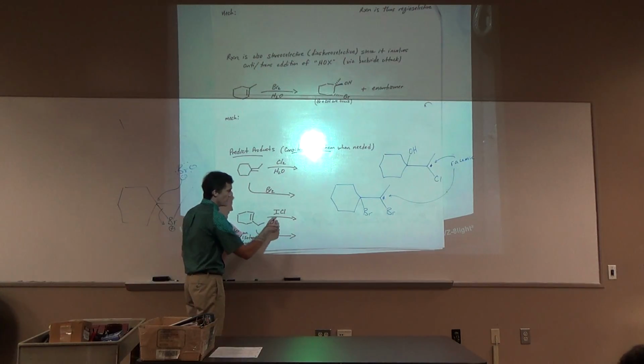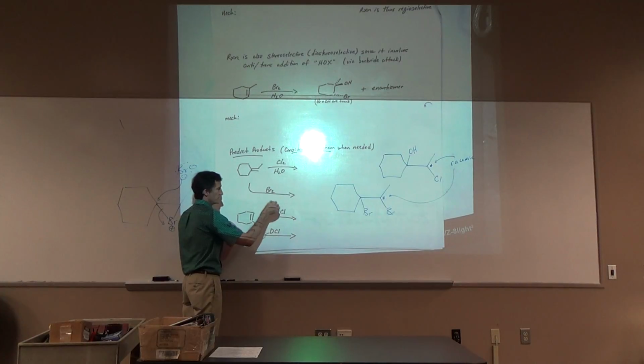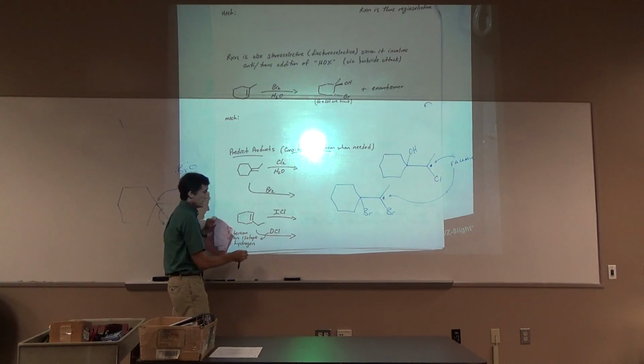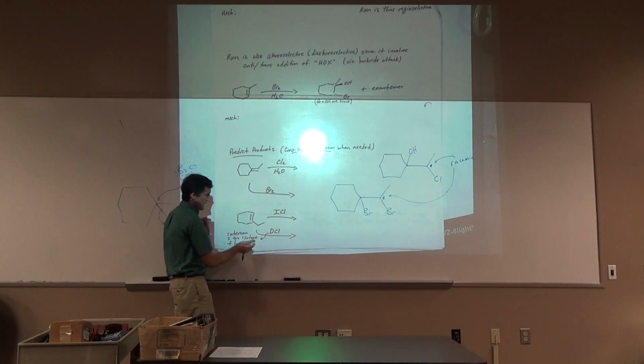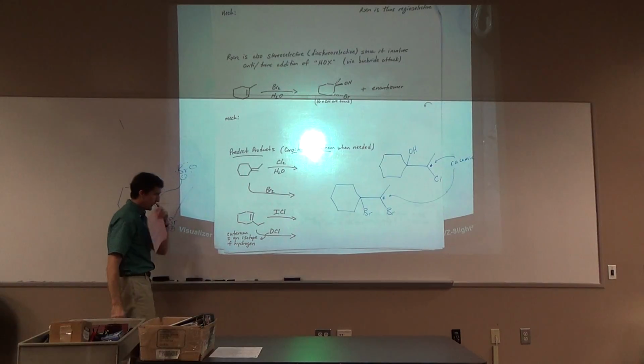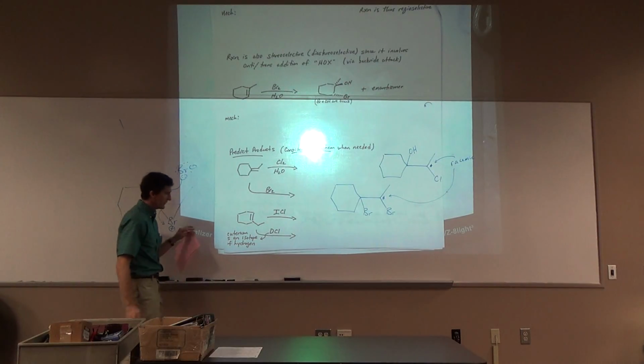Please do these on your own. This is the interhalogen. Same mechanism as that, but because it's two different halogens, you have regiochemistry. Is the iodine going to be on top or bottom? That type of question. And this down here is just another sort of variation of a reaction.